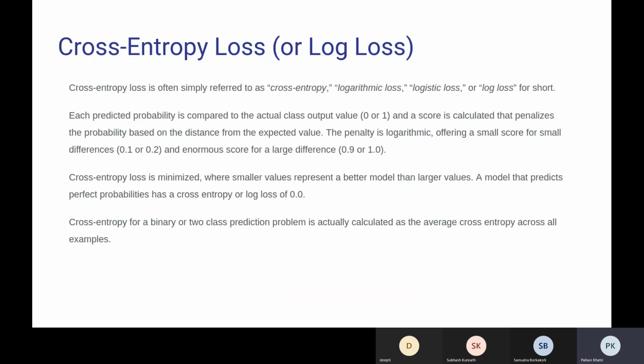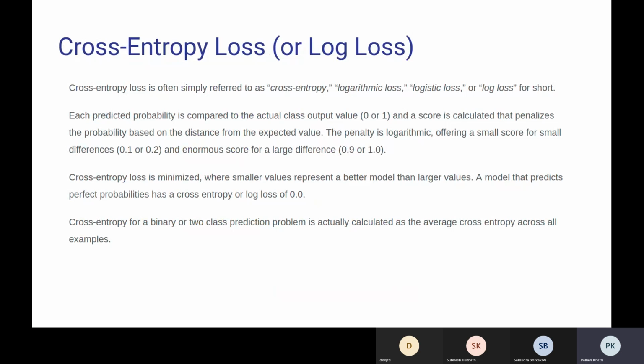Okay, so cross entropy loss. It's simply referred to as cross entropy, logarithmic loss, logistic loss, or log loss for short. These are different names for it. Each predicted probability is compared to the actual class probability value, 0 or 1, and the score is calculated that penalizes the probability based on distance from the expected value.